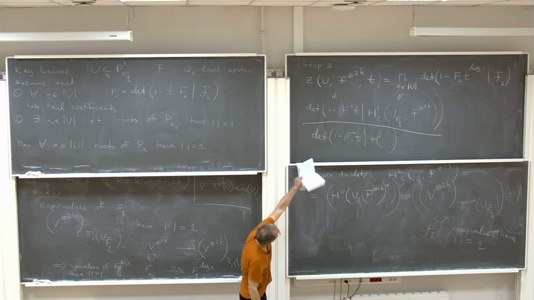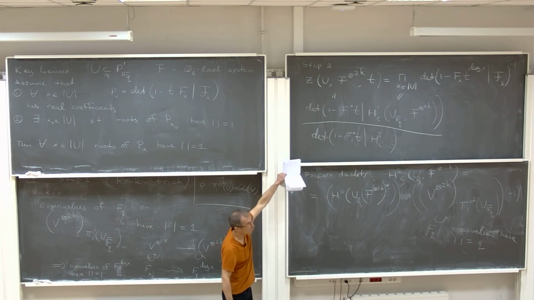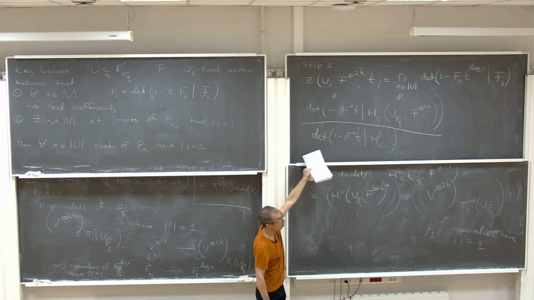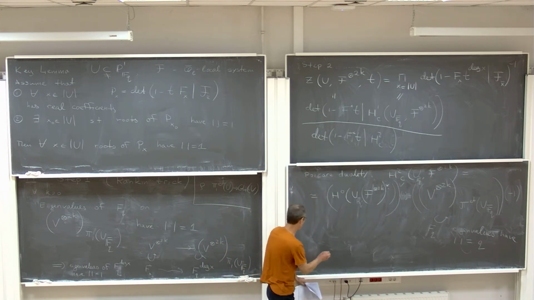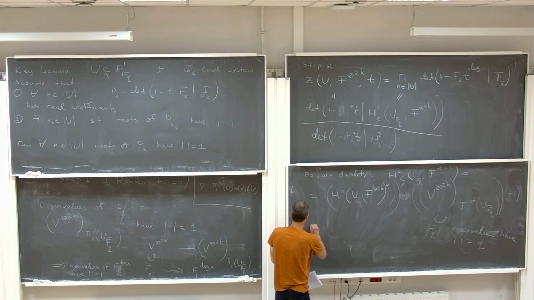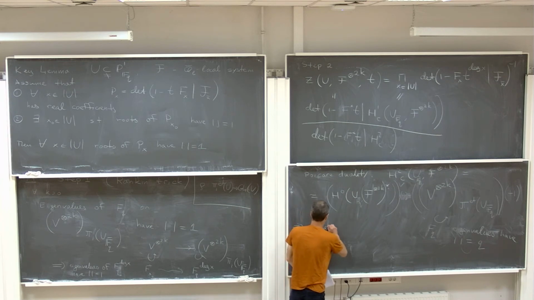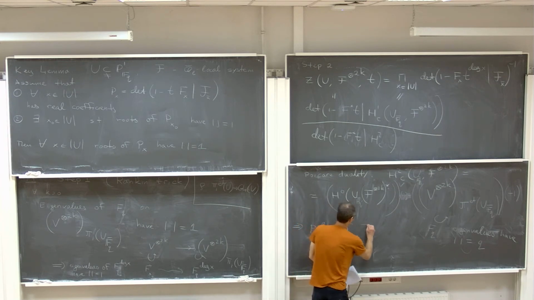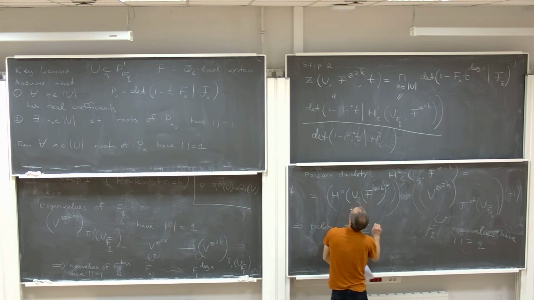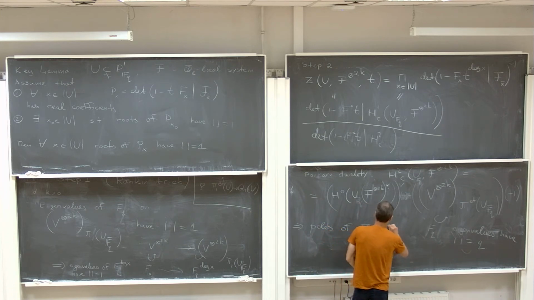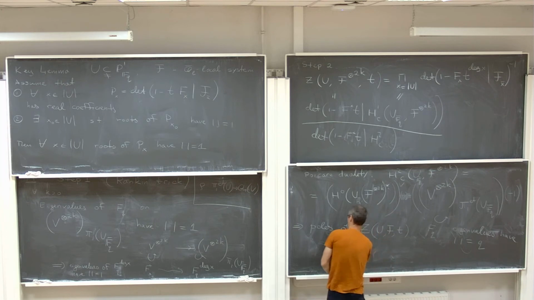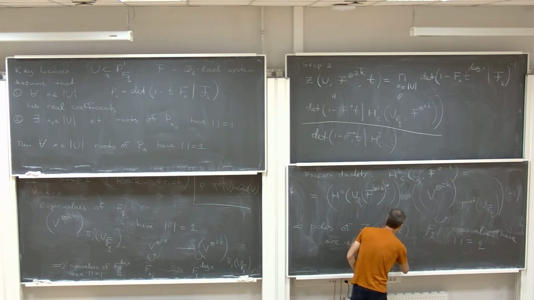Now, what does it tell me about this rational function? It tells me that all its poles appear on the circle. So this implies that poles of zeta function are all on the circle, absolute value of t equal to 1 over q.